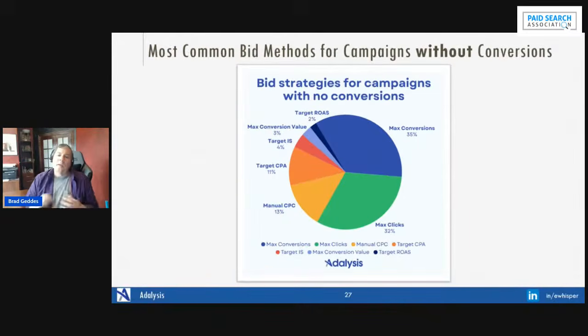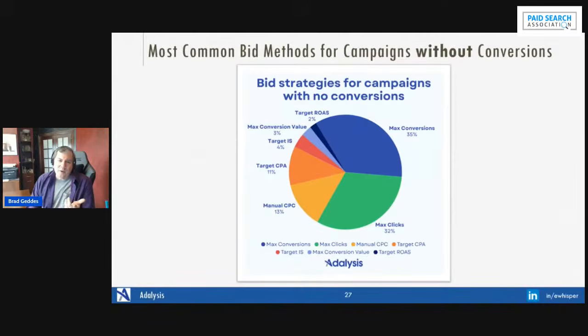Now, I also wanted to know for people without conversions, right? A lot of campaigns without any conversions. What are people using? So again, I was surprised. Max Conversions was number one, which means they want conversions. They're just either A, not getting them, or they haven't figured out how to install conversion tracking correctly. Right, one of the two. Max Clicks being second makes sense. Manual CPC, which makes sense.